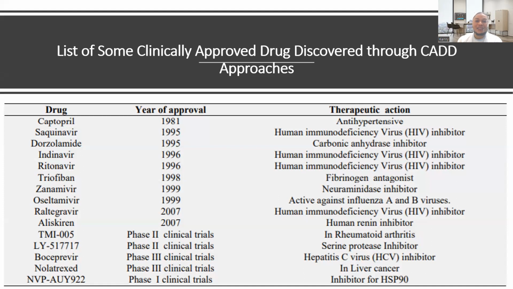So all these drugs, they used AI to discover them, and there are many more. I'm telling you, AI was used to discover all these drugs that you are seeing. Captopril in 1981, saquinavir, an HIV drug, dorzolamide, indinavir, ritonavir, which are HIV drugs, tirofiban, zanamivir, oseltamivir, raltegravir, which is also an HIV drug for integrase. All these, they used AI to design them.